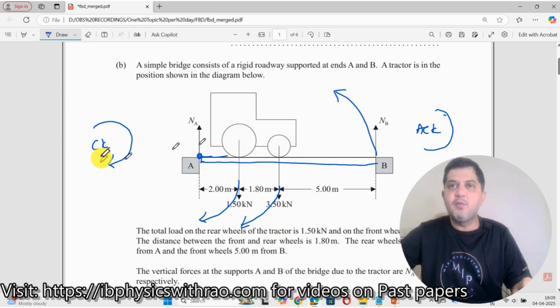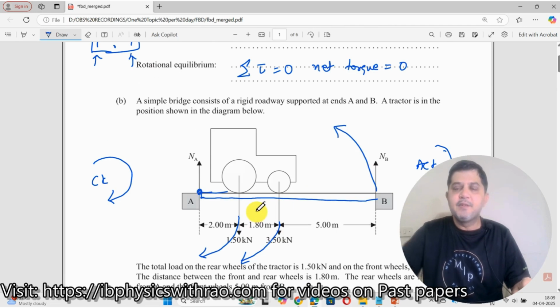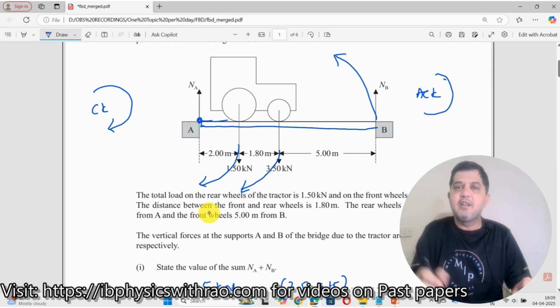Now, what is net torque equal to 0? It says determine the value of NA and NB. So you need to apply the torque over here because it's not moving. It's in rotational equilibrium. That means the torque produced due to this is equal to the sum of the torques produced due to these two. So what should I do? I should say torque due to this one is tau 1, torque due to this one is tau 2, and torque due to this is tau 3. Now I can write tau 3 is equal to tau 1 plus tau 2.